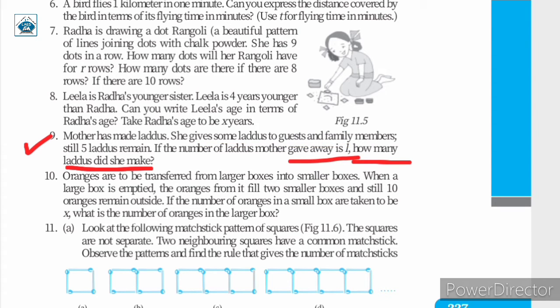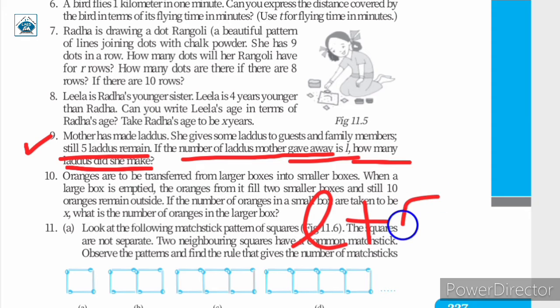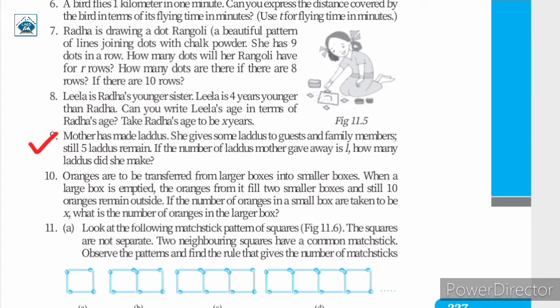Here we are given the number of laddus mother gave away. We have to take that as L, and if we add the 5 laddus that remain to it, then we will get the total laddus, because for finding the total what we are doing is the sum, that is addition. So here the answer will be L plus 5. Question number 9 is homework for you. You need to write the proper statements in your notebook on your own.